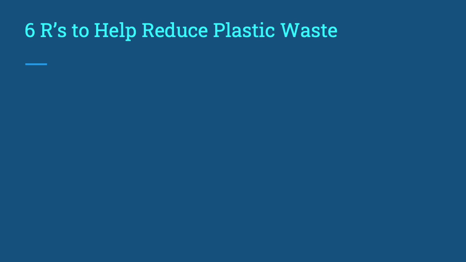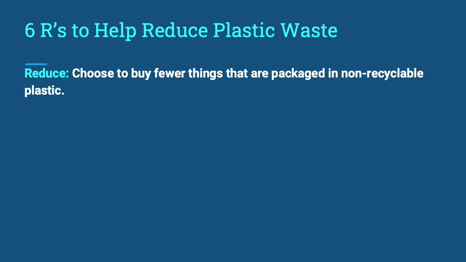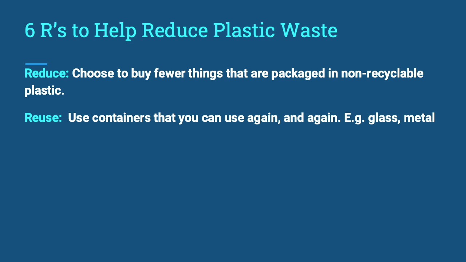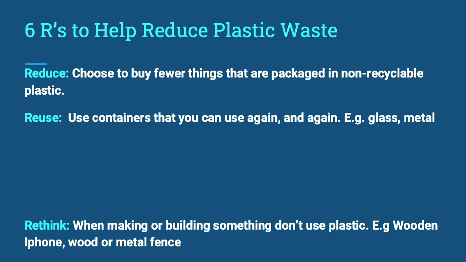So to start, what are the 6 R's to help reduce plastic waste? Reduce: choose to buy fewer things that are packaged in non-recyclable plastic. Reuse: use containers that you can use again and again, for example, glass or metal containers.